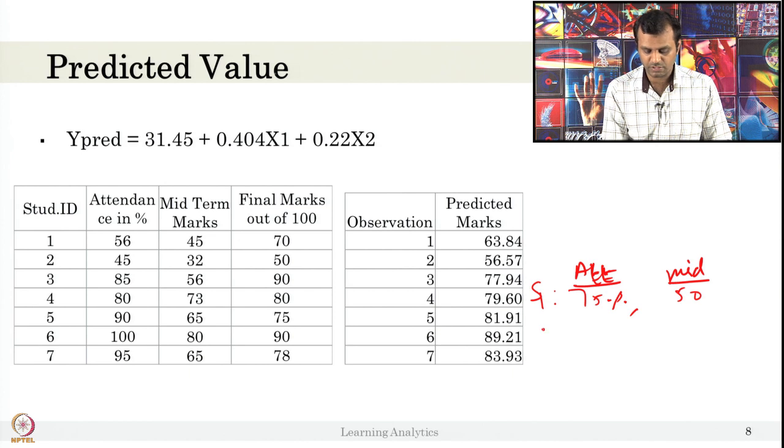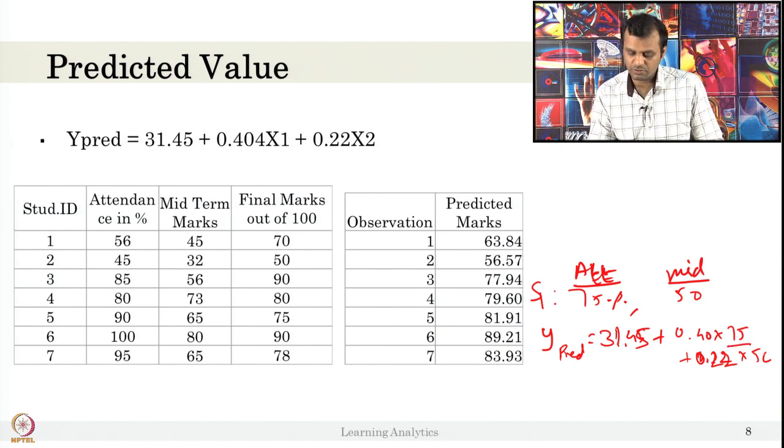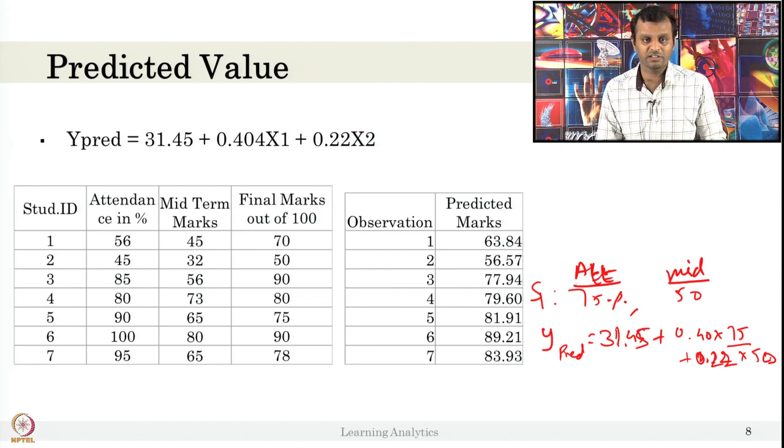So, the student's final exam score, y predict, equals 31.45 plus 0.40 into 75%, that is, you can use 75 as it is, and plus 0.22 into 50 midterm marks. Why I asked you to use it as it is: maybe the system would have used it as it is. So, I used the same marks, I did not convert it into something like 75.15. Anyway, if you compute this, this is the mark the student is going to get.